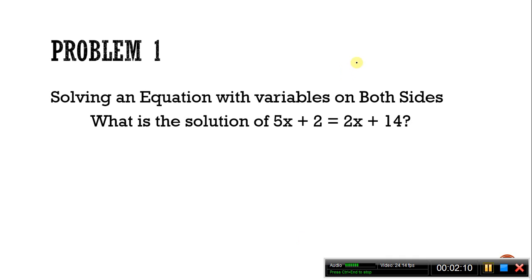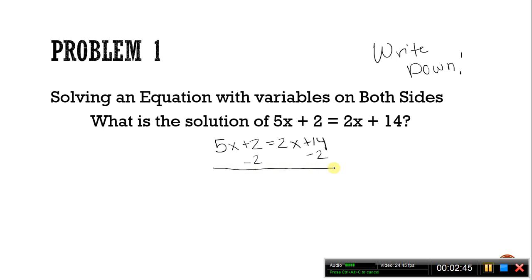So here's the first problem. Go ahead and make sure this one also gets down into your notes. They want to know what is the solution for 5x plus 2 equals 2x plus 14. I'm going to write down my problem just like you should, and I'm going to start solving. I am first going to take care of my numbers, just the lone numbers. I'm going to leave the x's for a little bit. So I'm going to subtract 2 from both sides. You could have subtracted 14, but I like to subtract 2.